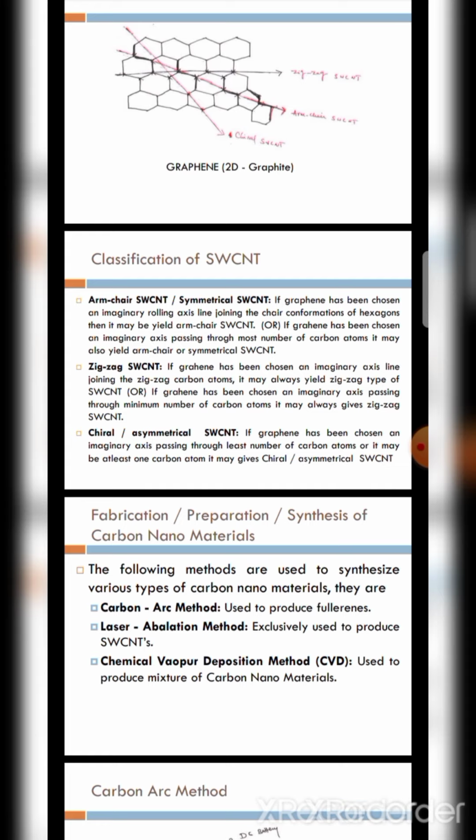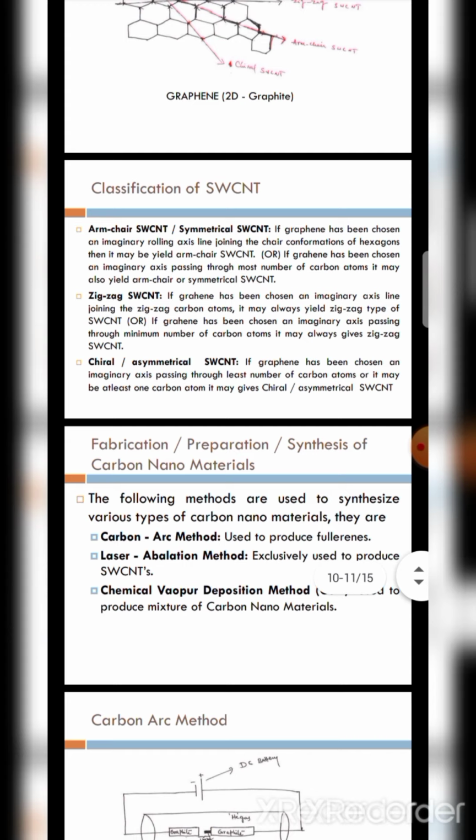Or if an imaginary axis is chosen in graphene passing through the most number of carbon atoms, it may also yield armchair or symmetrical single wall carbon nanotubes. Zigzag single wall carbon nanotubes: if an imaginary axis line is chosen in graphene joining the zigzag carbon atoms, it will always yield zigzag type single wall carbon nanotubes. Or if an imaginary axis is chosen passing through the minimum number of carbon atoms, it will also give zigzag single wall carbon nanotubes.